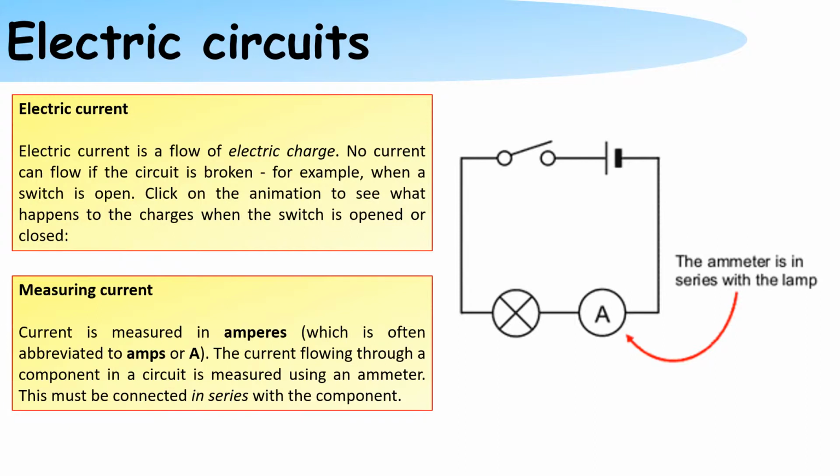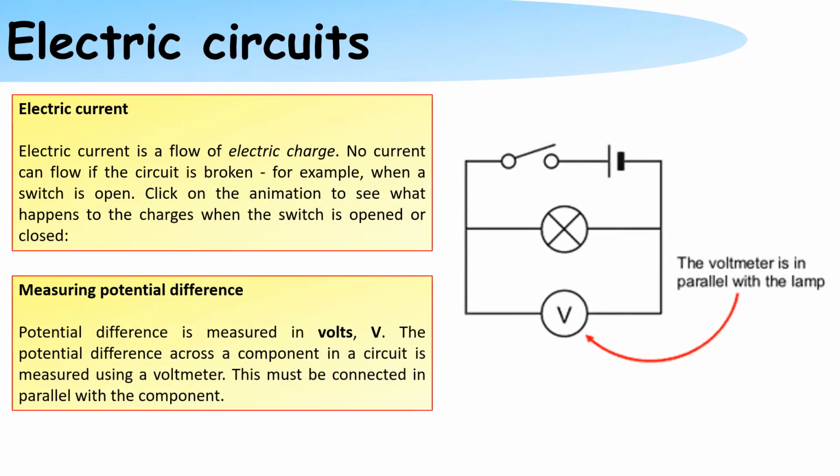In a circuit, we can measure the current in amps and the potential difference in volts. Current is measured in amperes or amps. The current flowing through a component in a circuit is measured using an ammeter. An ammeter must always be connected in series. Potential difference is measured in volts. The potential difference across a component of a circuit is measured using a voltmeter. This must be connected in parallel to the component.